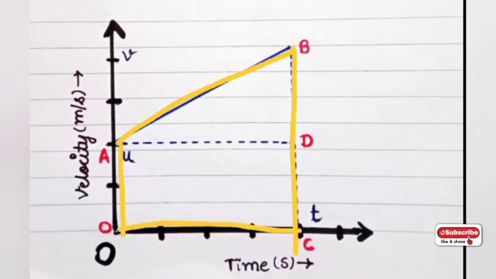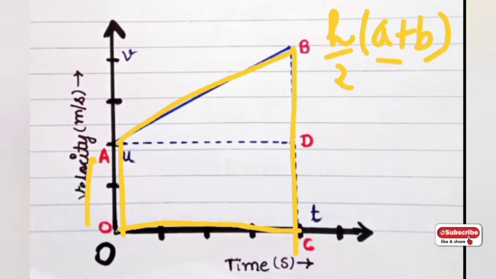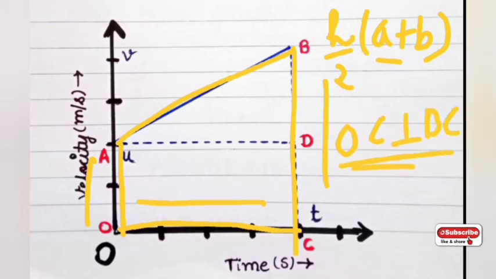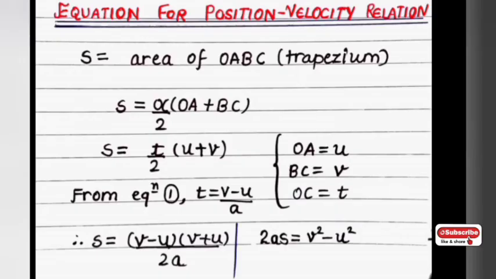As you saw, the formula for the area of a trapezium is h by 2 into (a plus b). So over here, what is h? H is the perpendicular side, and a and b are the two parallel sides. You can see over here, the parallel sides are OA and BC. OA and BC are going to be your a and b, and h is OC. OC is perpendicular to BC, that's why it will be your height. So now you got all these things, and that's how you get the equation for the position-velocity relation.